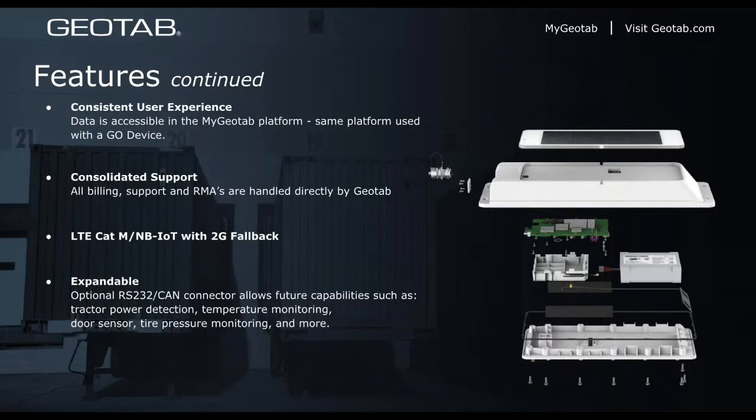Again, it's going to tap right into the My Geotab environment. It's really easy to add as a device. I'll show you what that looks like as well. There's going to be a serial number on the box. It just goes in just like any other vehicle, and it will be an asset that can be identified there.